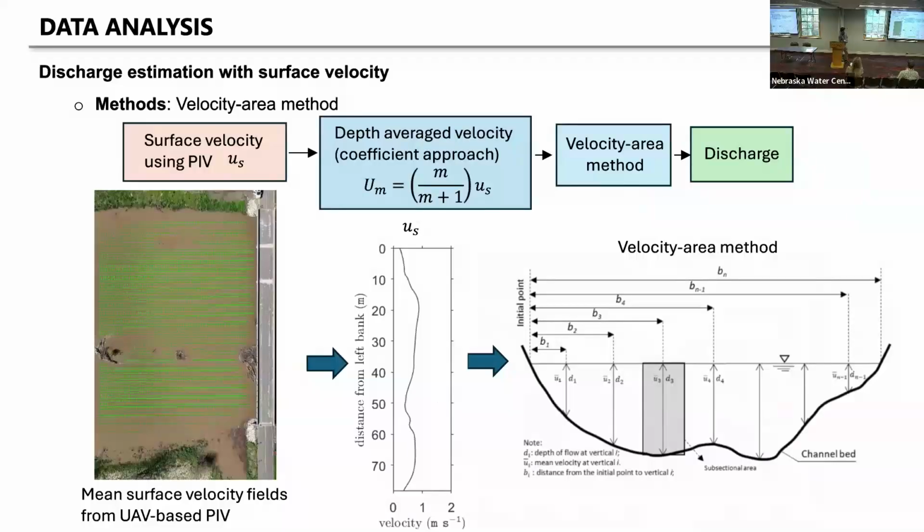And using surface velocity, we apply the velocity area method. We use the mean surface velocity field from UAV PIV measurements, and we apply a coefficient approach to calculate the depth-averaged velocity. Then we apply the velocity area method to get the discharge.